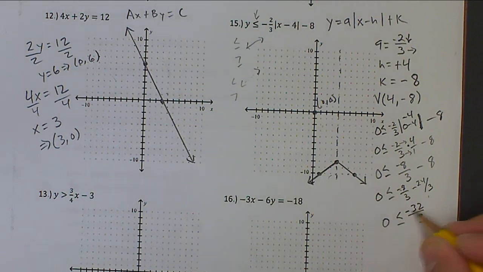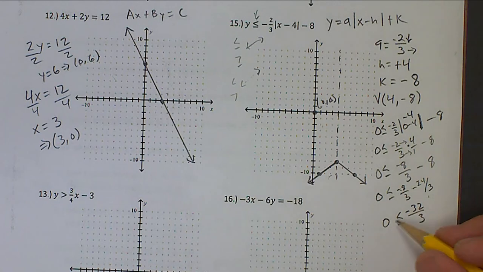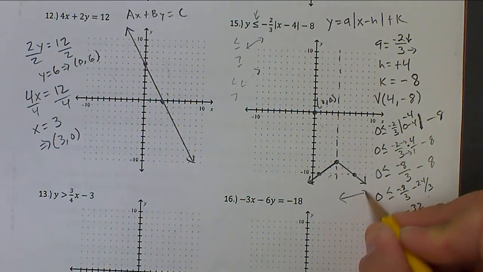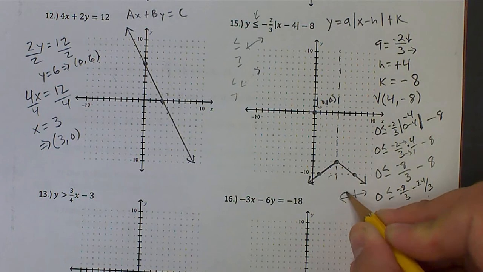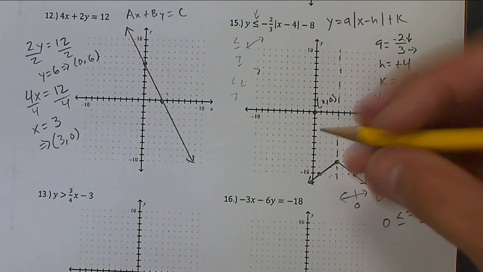Negative 32 over 3 is in between negative 10 and negative 11. It's actually negative 10.666 repeating. However, it's a negative number, and it's saying that this negative number is greater than or equal to 0. Well, if we look at the number line, all the negative numbers on the left side are not going to be greater than or equal to 0. This is a false statement.